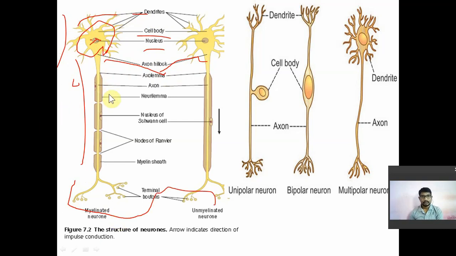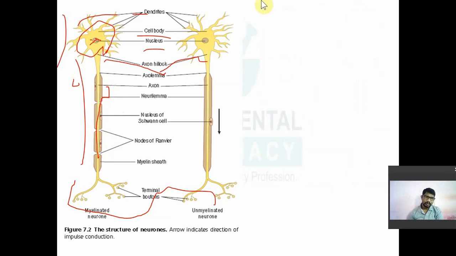Axon may be of two types. Depending upon the covering of this axon, the neurons are of two types: either myelinated neurons or unmyelinated neurons. You can see over here the covering of myelin sheath over the neuronal fiber. Whatever these things are, dendrites, axon and terminal buttons, they are known as a neuronal fiber.